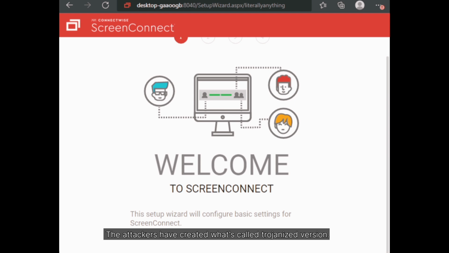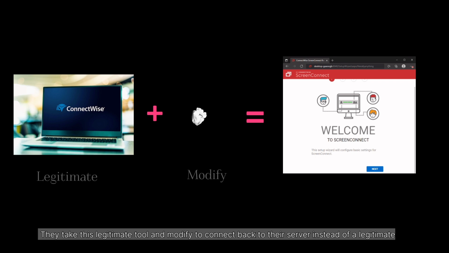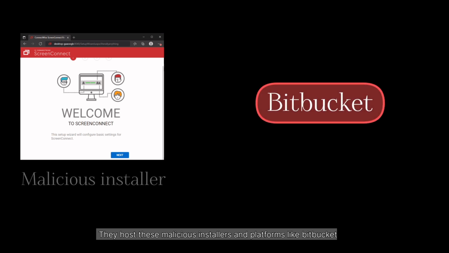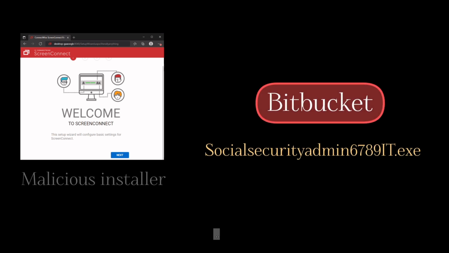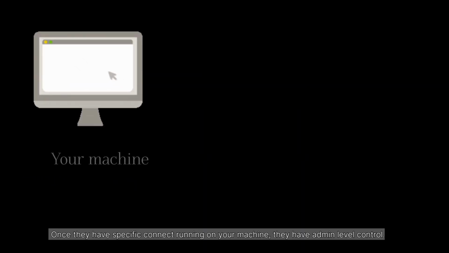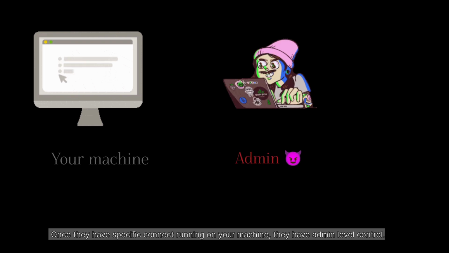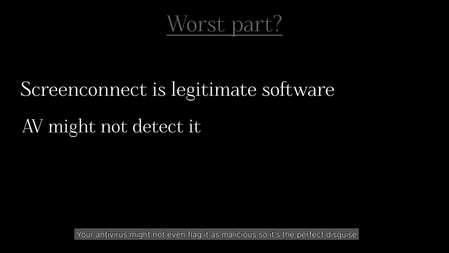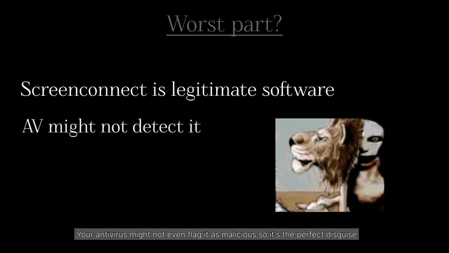The attackers have created what's called a Trojanized version. They take this legitimate tool and modify it to connect back to their servers instead of a legitimate support server. They host these malicious installers on platforms like Bitbucket using deceptive file names like social security admin, some random numerical value.exe to make it look official. Once you install it, it connects directly to the attacker's command and control server. Once they have ScreenConnect running on your machine, they have admin level control. And the worst part is, because ScreenConnect is legitimate software, your antivirus might not even flag it as malicious, so it's the perfect disguise.